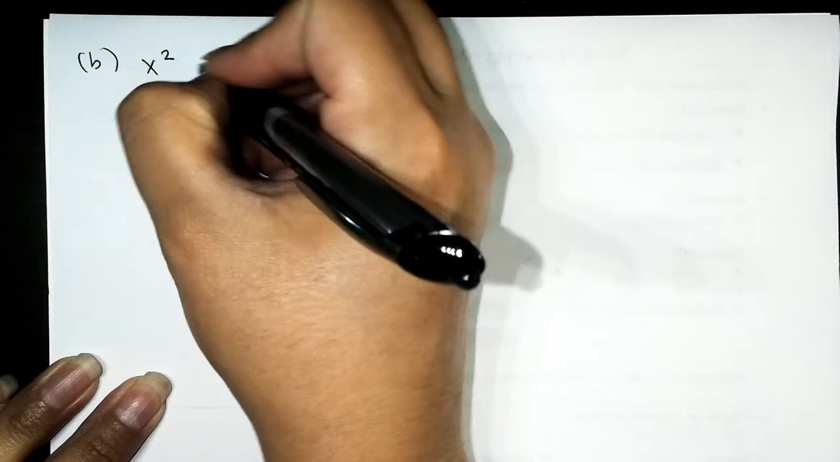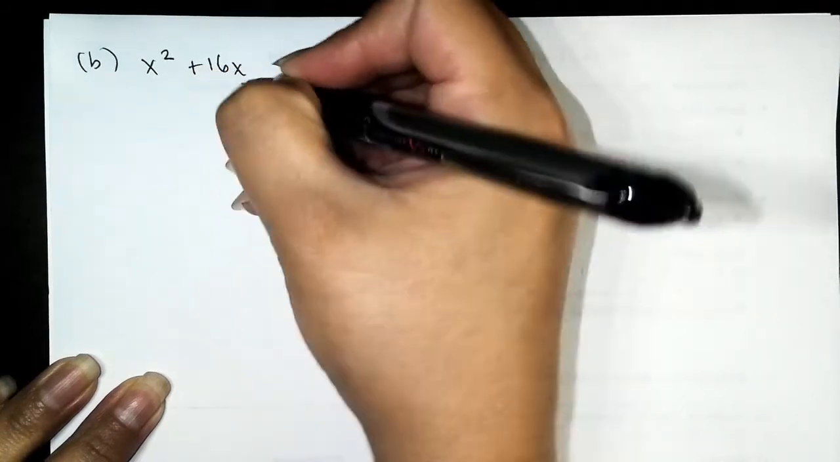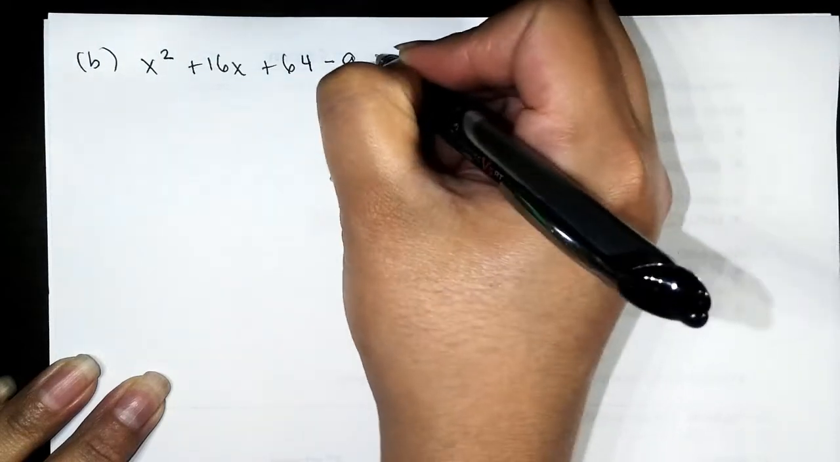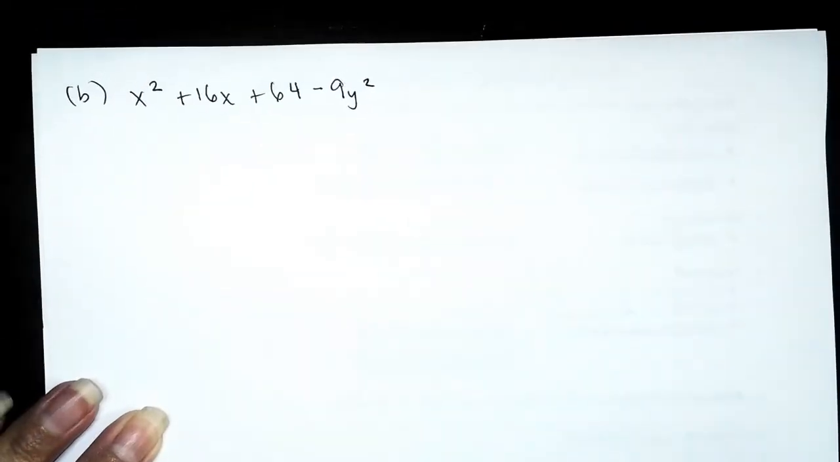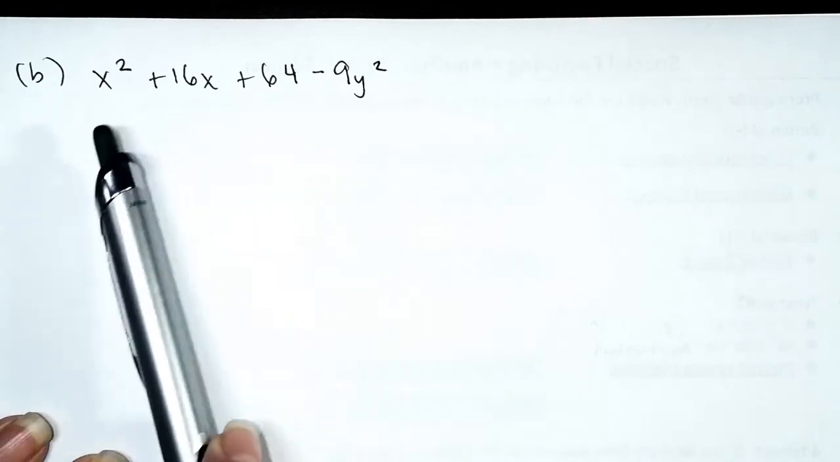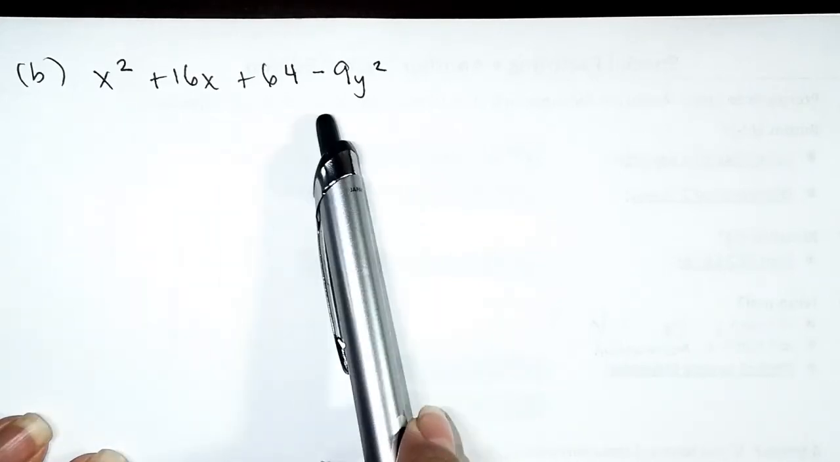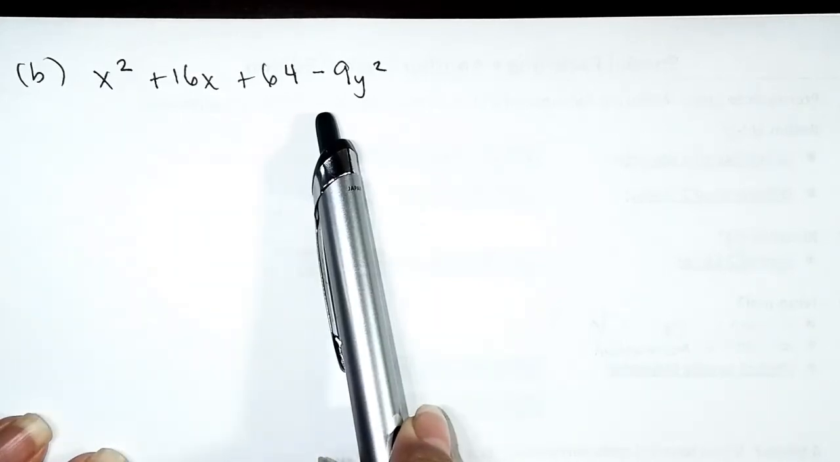Alright, so let me zoom out. Okay, let me go ahead and write down the problem. What's after A? B. Okay, problem B, we have x squared plus 16x plus 64 minus 9y squared. Okay, fantastic. So first things first, can we take out a common factor? The answer is no.